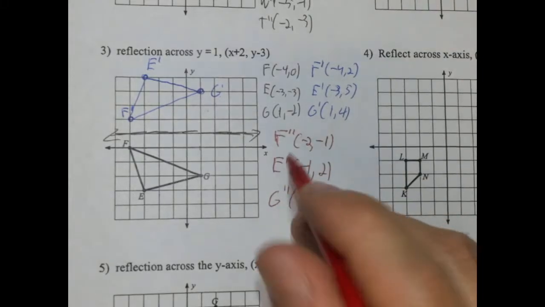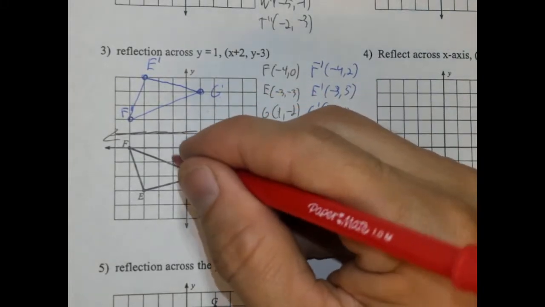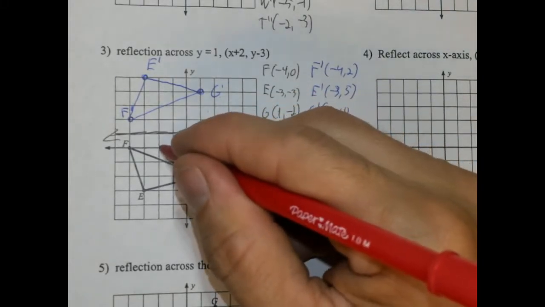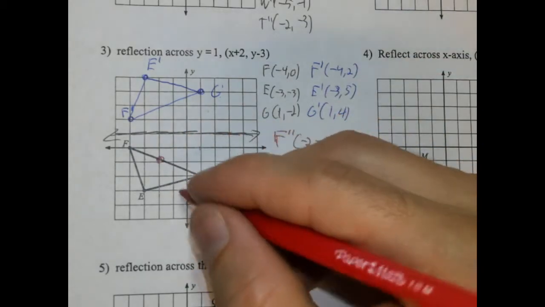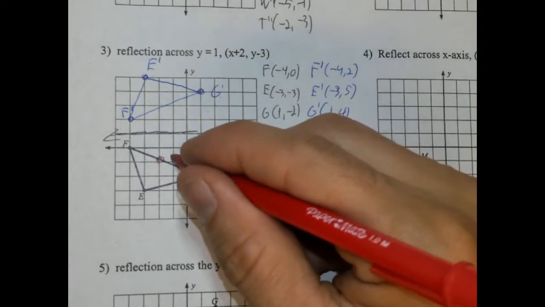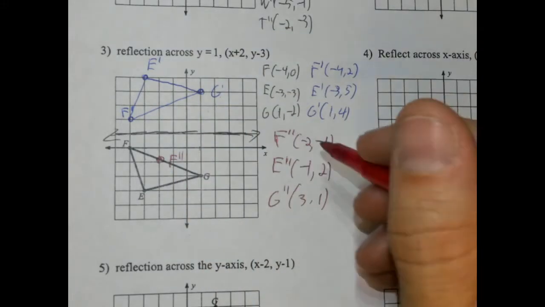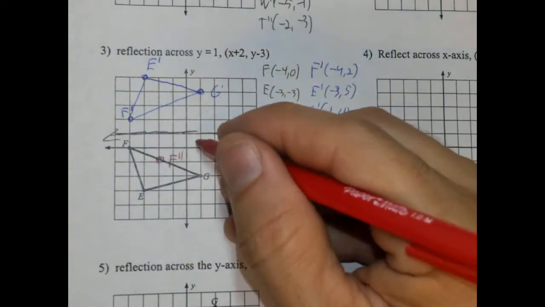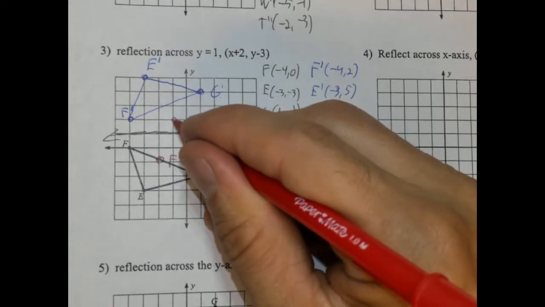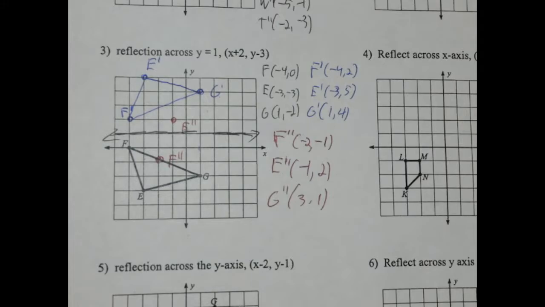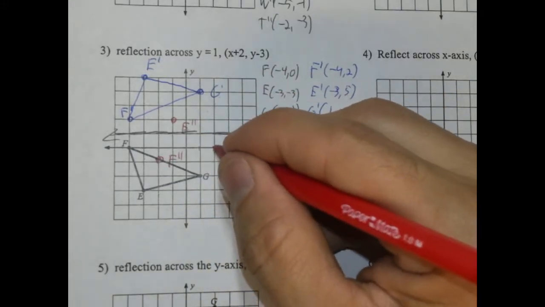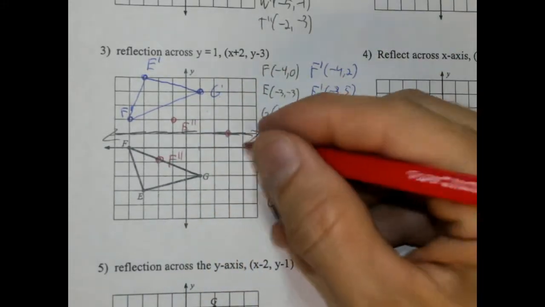Okay, so -2, -1. So 1, 2, 1. And that's going to be F double prime. -1, 2. That's E double prime. And then 3, 1. 1, 2, 3, 1. And that's going to be G double prime.